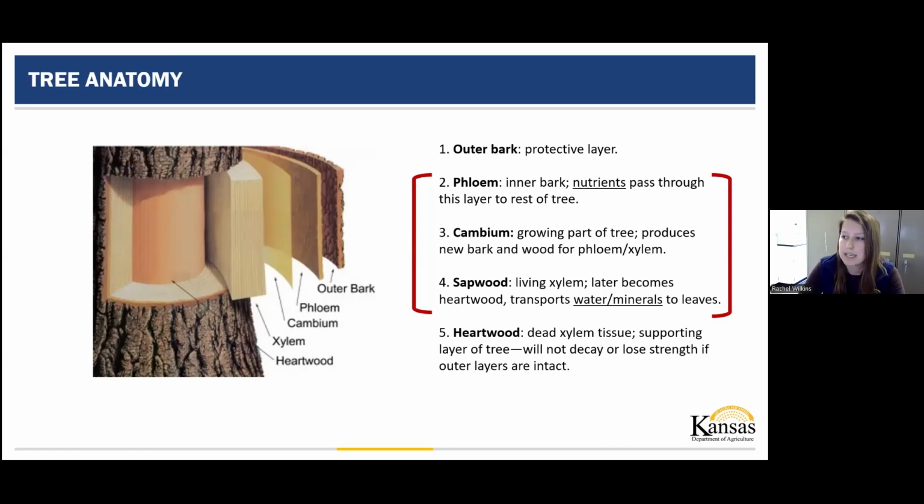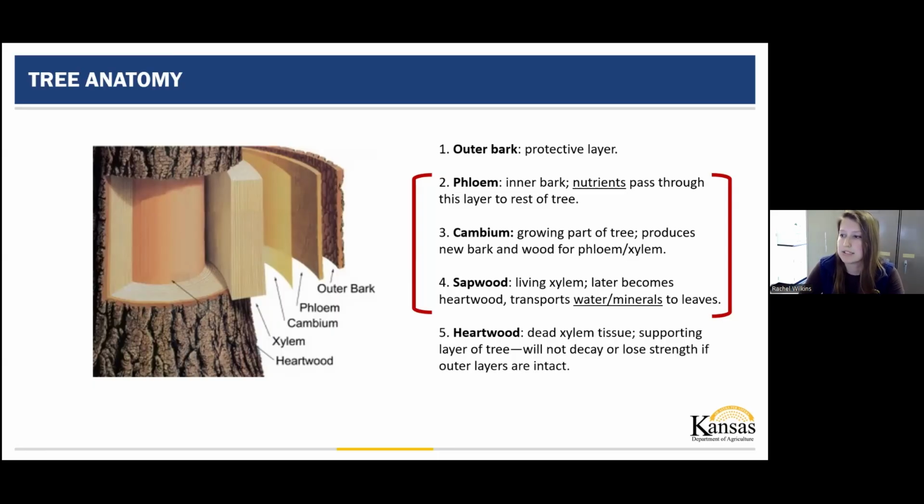Below the phloem is the cambium layer. This is the growing part of the tree, so it produces new bark and new wood for the phloem and xylem layers. And then beneath that is the sapwood, also called the living xylem. This layer actually eventually becomes heartwood, but its function is to transport water and minerals throughout the plant up to the leaves. And then finally, in the center of the tree, we have the heartwood.